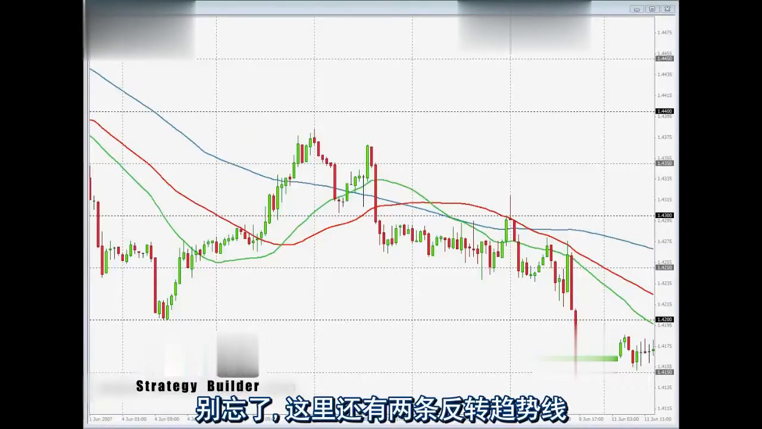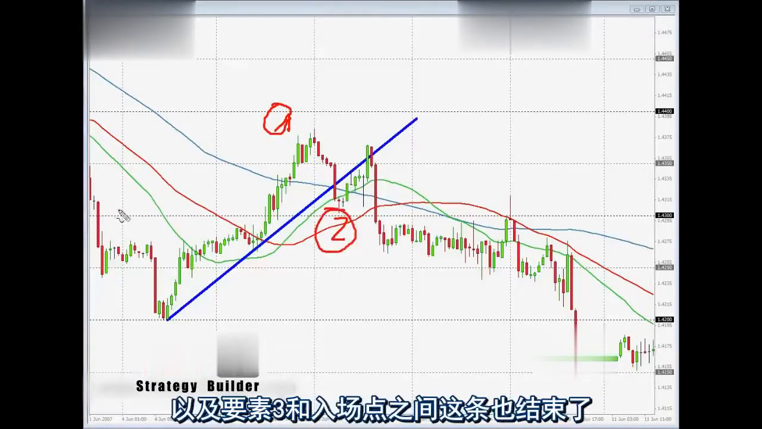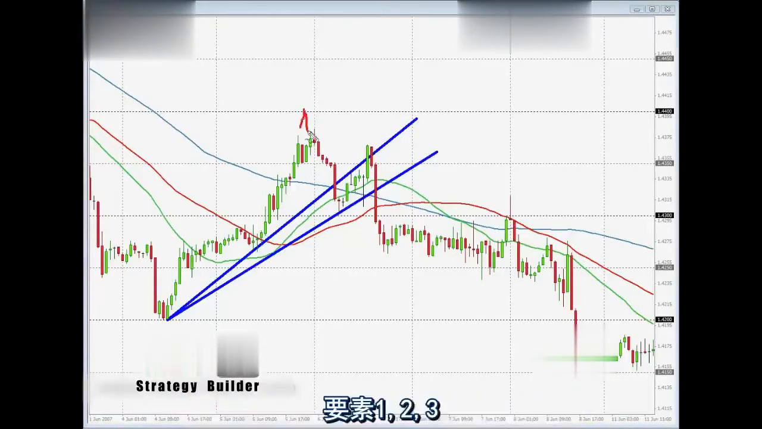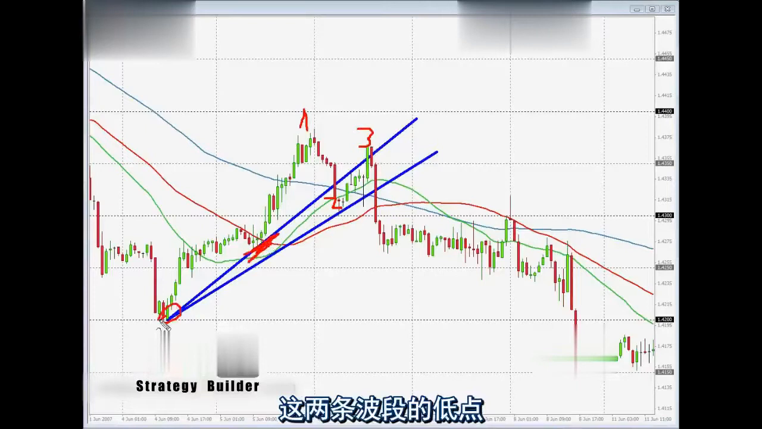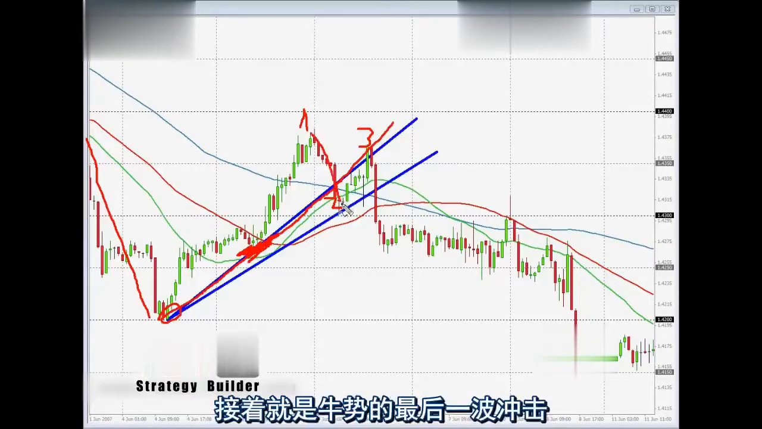Also, it's worth noticing how both retracement trend lines have been breached, the one between the aspect number 1 and the aspect number 2, and also the one between the aspect number 3 and the actual entry. Remember, in the 1, 2, 3, we have one first trend line linking the low of the retracement, meaning the whole swing low, with the next low. We form the first retracement trend line. That one is breached.